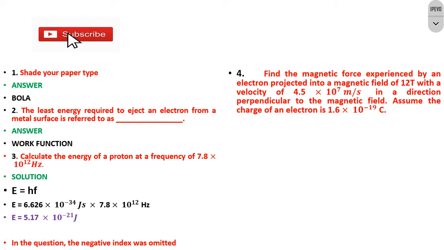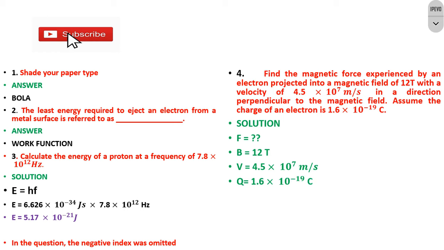Find the magnetic force experienced by an electron ejected into a magnetic field of 12 Tesla with a velocity of 4.5 times 10 to the power 7 meters per second in the direction perpendicular to the magnetic field, assuming the charge of an electron is 1.6 times 10 to the power minus 19 coulomb. This question, we have handled this before, and I expected my students to have attempted this, but then I will still look at it. So the force, we were to find the force, the field is 12 Tesla, the magnetic field, then the velocity is 4.5 times 10 to the power 7 meters per second. The charge is given as well.